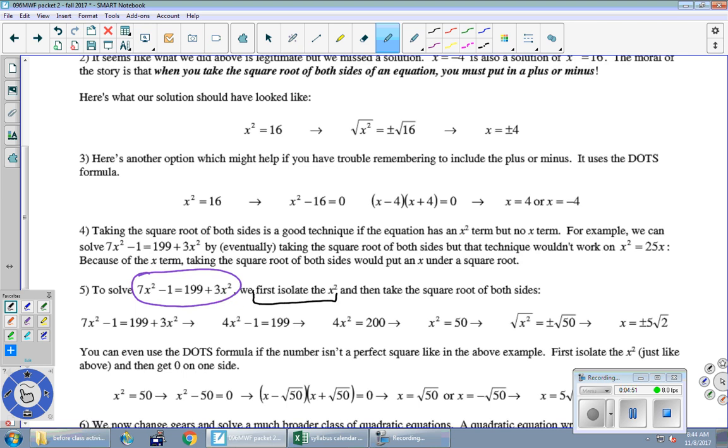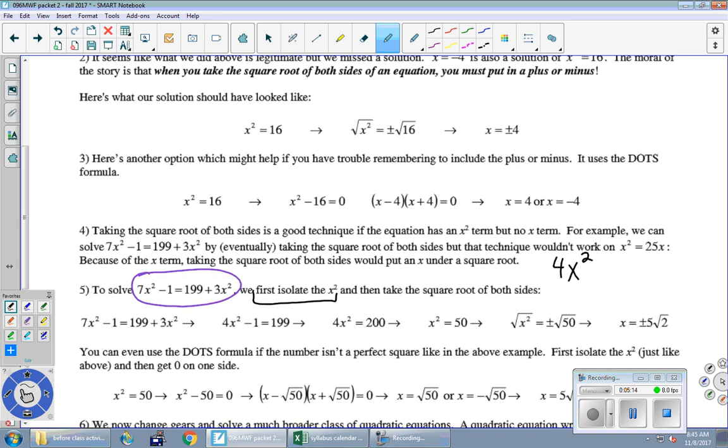Get the x squared by itself, which means move all the x squared terms to one side of the equation and everything without an x squared to the other side of the equation. So let's first move this 3x squared to the left by subtracting it from both sides. So I had 7x squared. I'm going to subtract 3x squared. I'm going to be left with 4x squared.